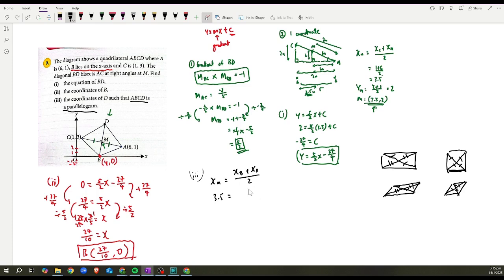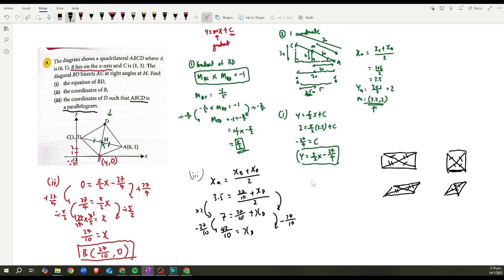The x coordinate of B is 27/10, and we are trying to find the x coordinate of D. So if we make the x coordinate of D the subject, then we can solve for it. You times 2 on both sides, you get 7. Then after that, you just minus 27/10 on both sides. So I think that would be 43/10. That's the x coordinate of D.